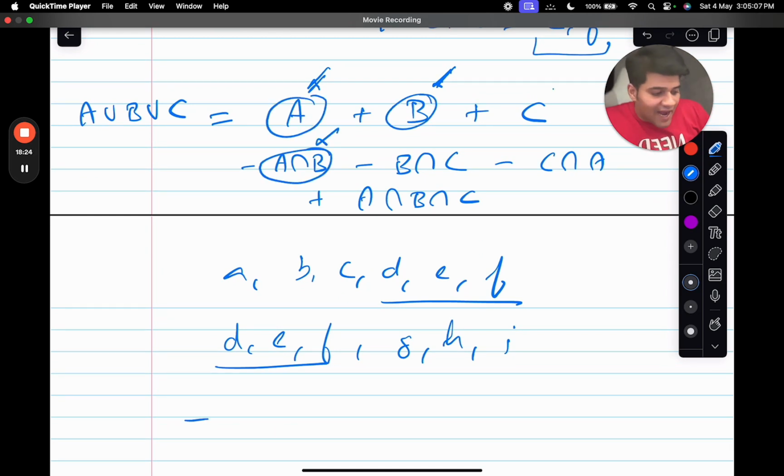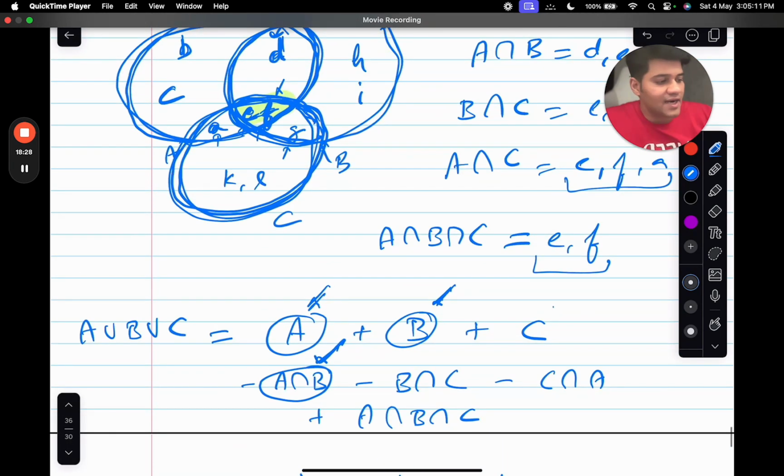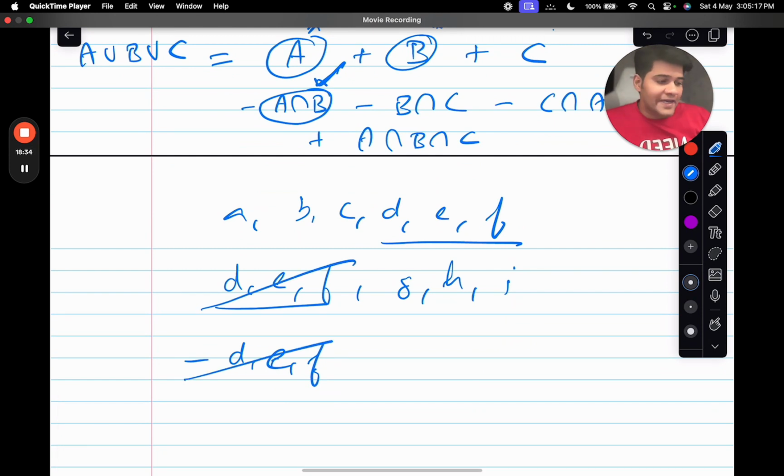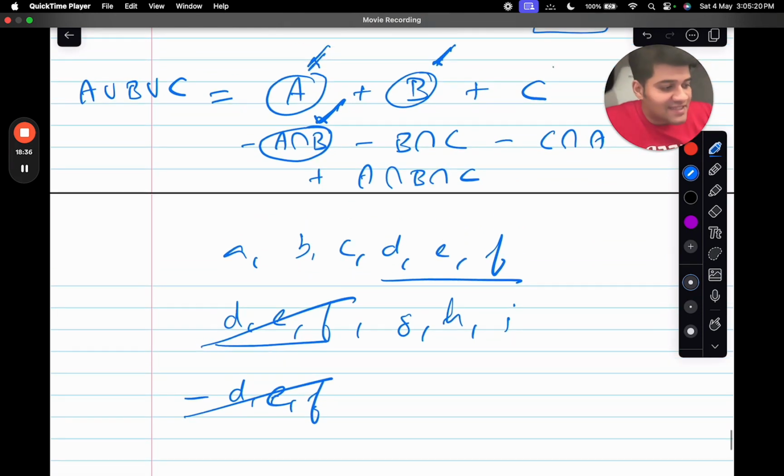So I would subtract D, E, F, the A intersection B. We had D, E, F as the intersection, and we subtracted that. So D, E, F is only 1 time now. It is not duplicated. Now let me try to add C.